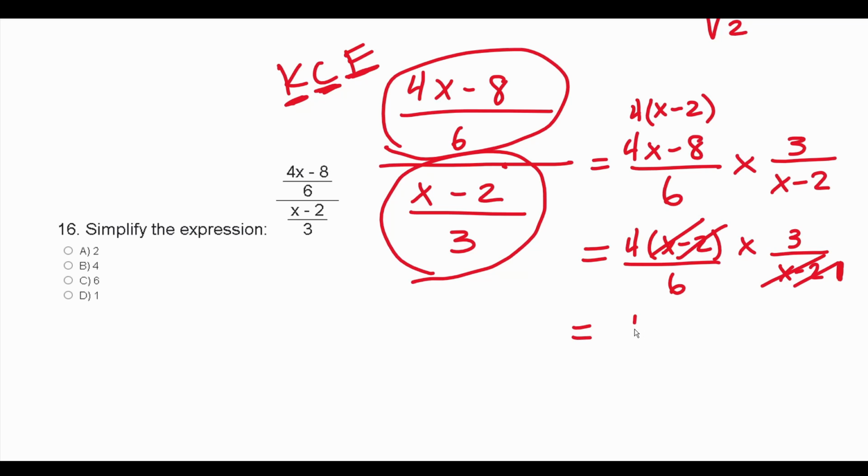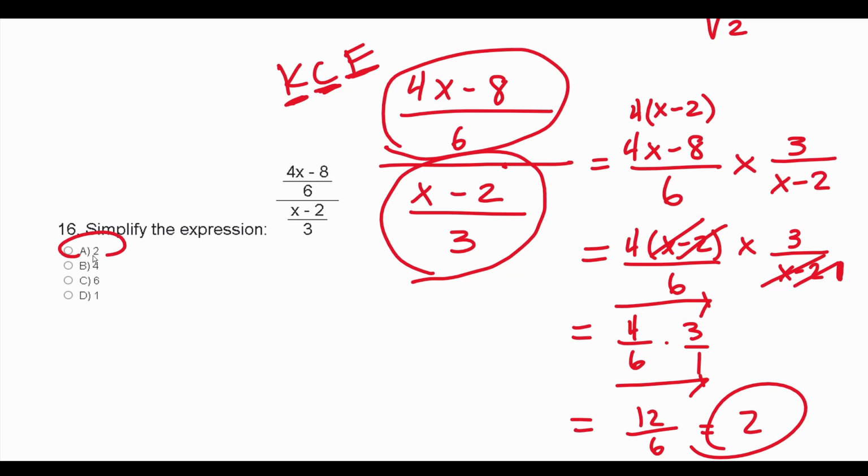So this becomes 4 over 6 times 3 over 1, which is multiplying fractions now. So this becomes 4 times 3, which is 12, over 6 times 1, which is 6. 12 divided by 6 is 2. So the answer to this one is A, 2. Okay, so again, algebraic fractions, you follow the rules of fractions as well as the rules of algebra at the same time. And ultimately, your goal is to simplify the expression.